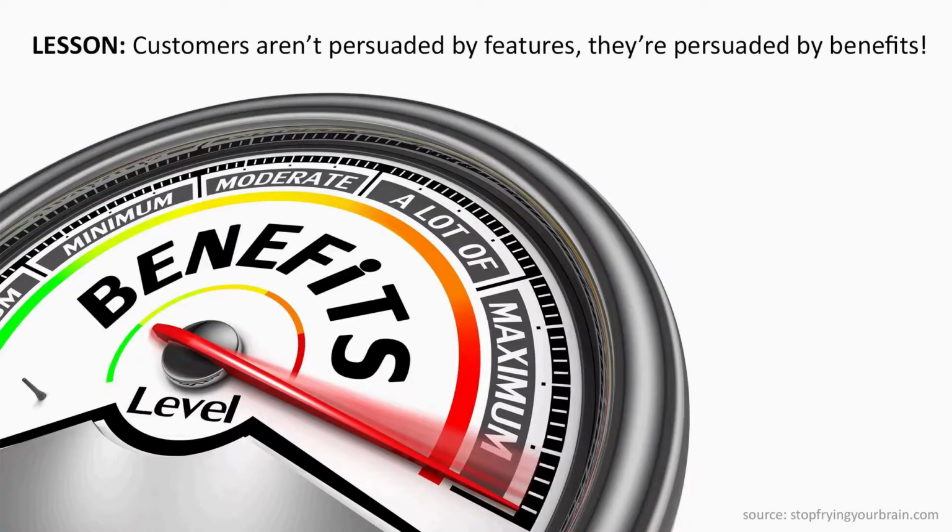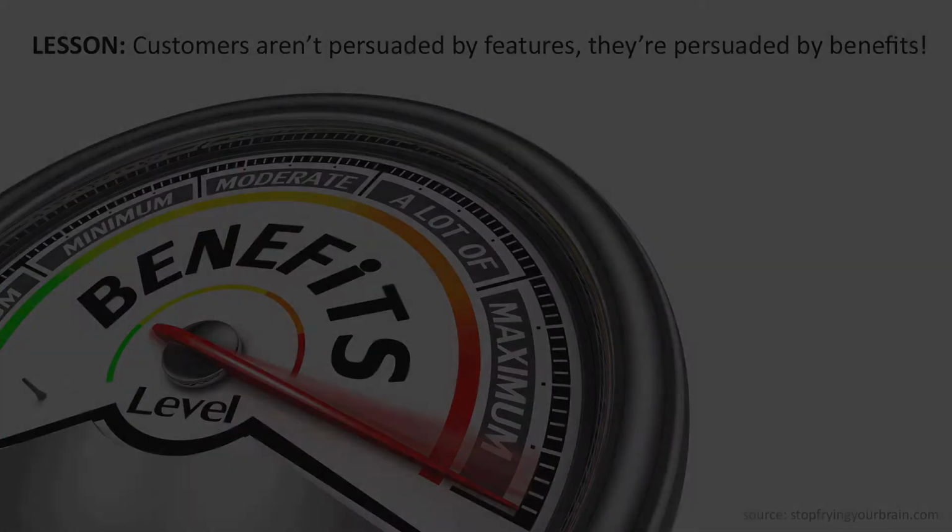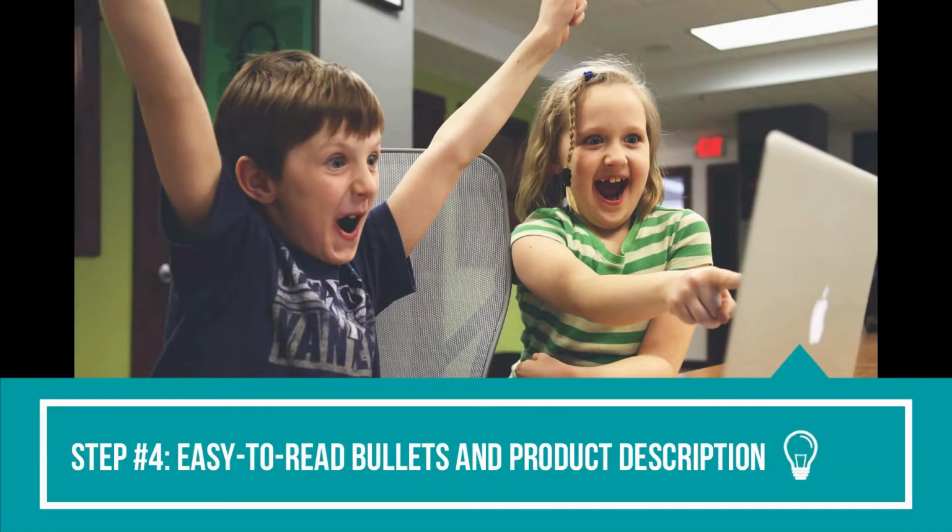I have to note that the benefits of your product don't have to be overly complicated to persuade customers to buy. They can be simple. An example of a simple benefit is being easy to use or a compact design. That's it. Step number 4. Easy to read bullets and product description.